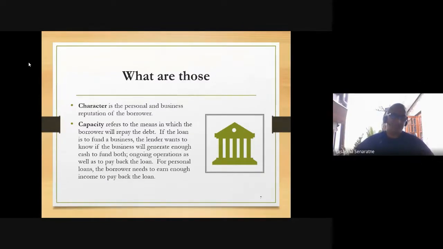Capacity refers to the means in which the borrower will repay the debt. If the loan is to fund a business, the lender wants to know if the business will generate enough cash to fund both ongoing operations as well as to pay back the loan. For personal loans, the borrower needs to earn enough income to pay back the loan. So if I'm going to start up a business, I have to have a feasibility study, and I should be able to convince you, showing that out of this business I get this much profit, which I can use to pay your loan as well as continue my business as a going concern.